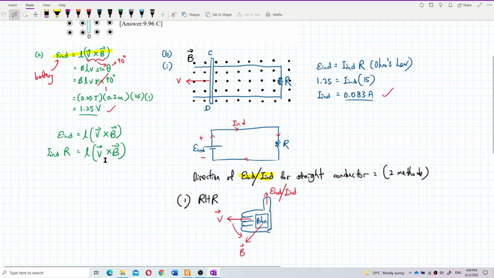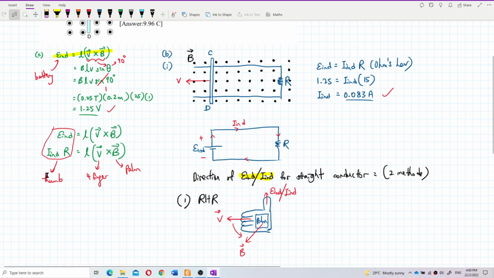So V is the forefinger. This one is the forefinger, this one is the palm, forefinger cross palm. Finally, this one is the thumb.